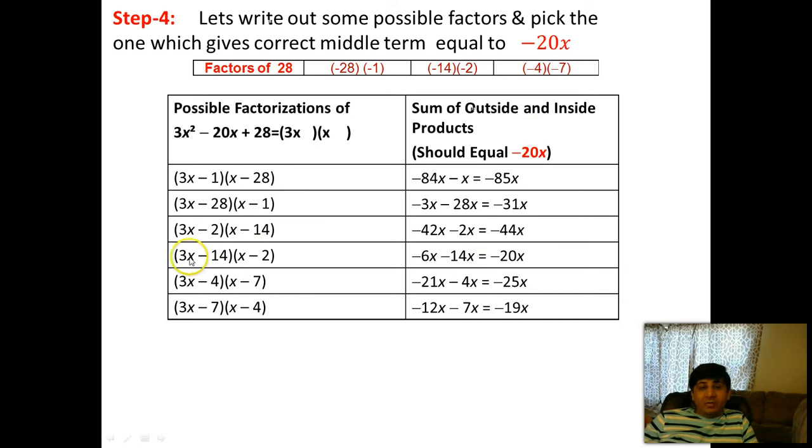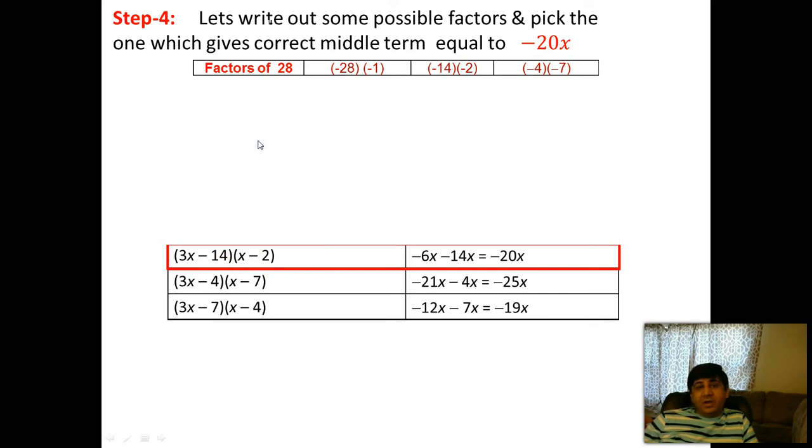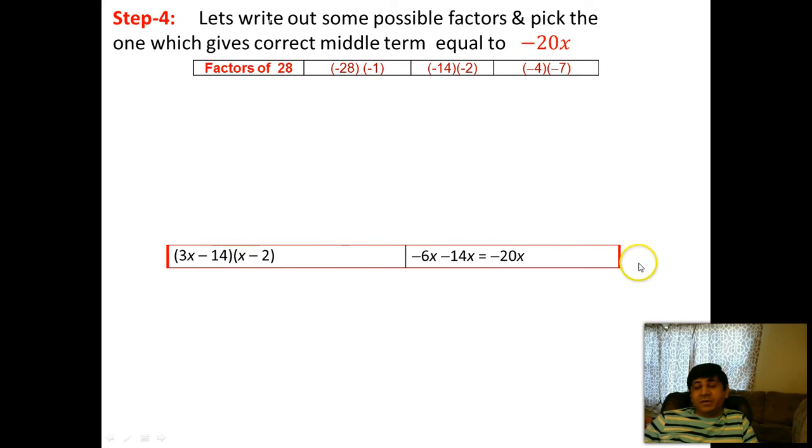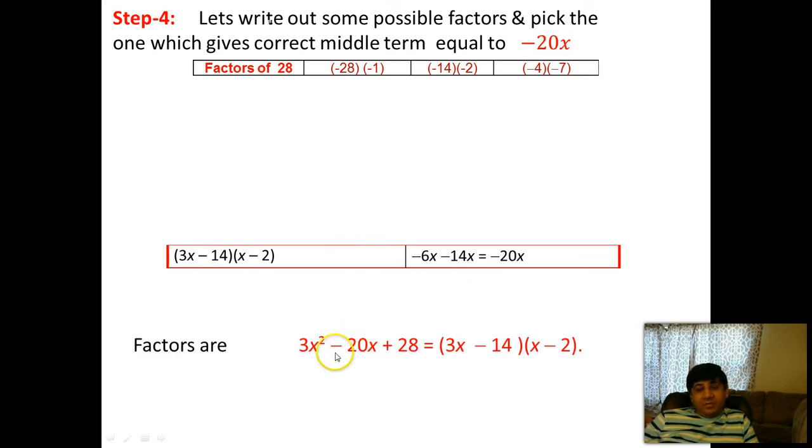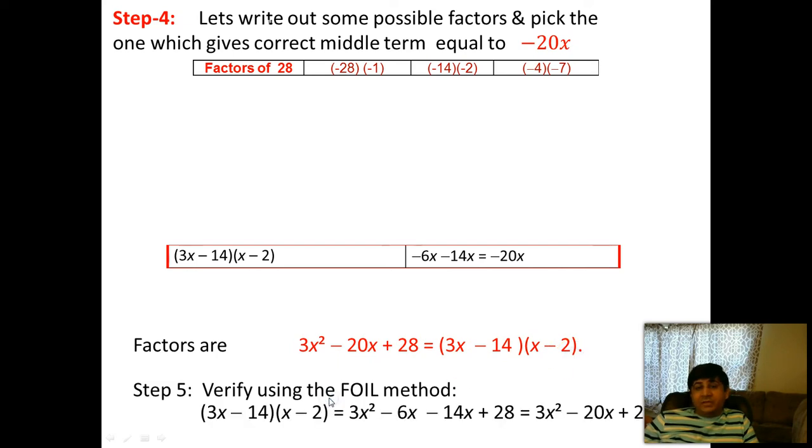So this is our correct factorization: 3x minus 14 times x minus 2. And you should always confirm it, as I told you earlier. Multiply it out and you should get this here. So these others are all wrong, and this is your correct factorization. Our required factorization is 3x squared minus 20x plus 28 equals 3x minus 14 times x minus 2. And you should always verify it using the FOIL method. If you verify it, you should get exactly what we started with.